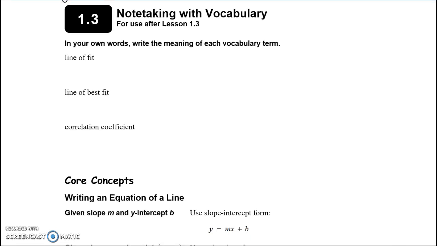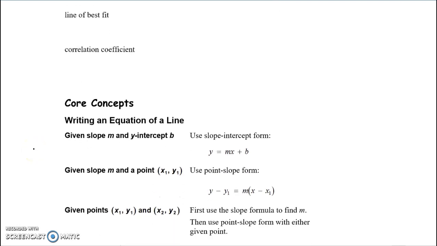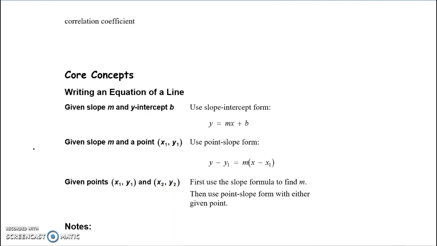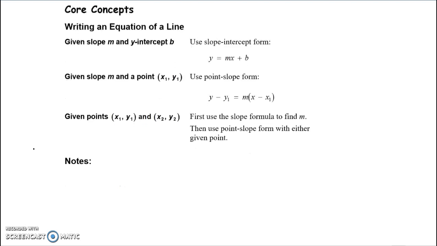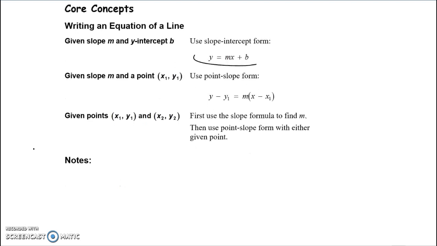Go to your journal and copy down the definitions for line of fit, line of best fit, and correlation coefficient. Now take a look at the core concepts about writing an equation of a line. Here you can see we have slope-intercept form and point-slope form, which you should remember from Algebra 1.